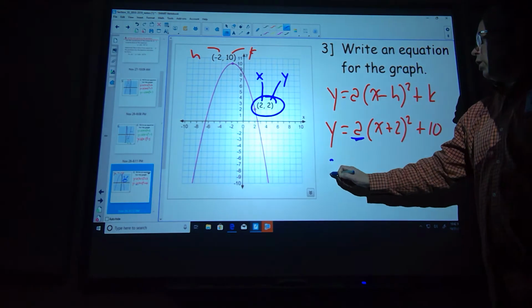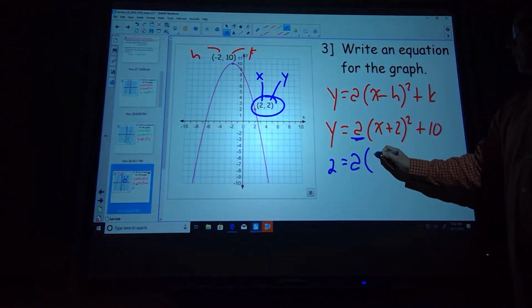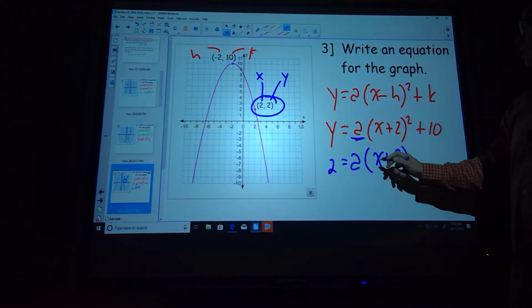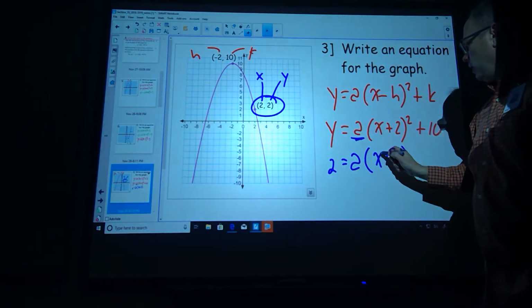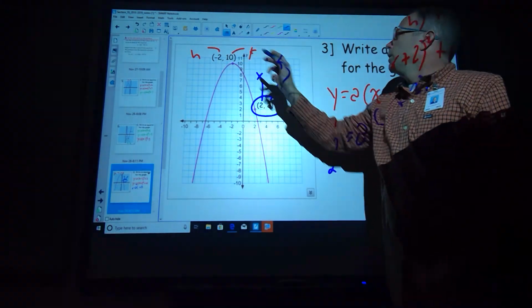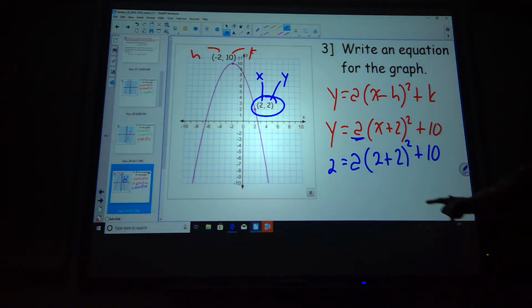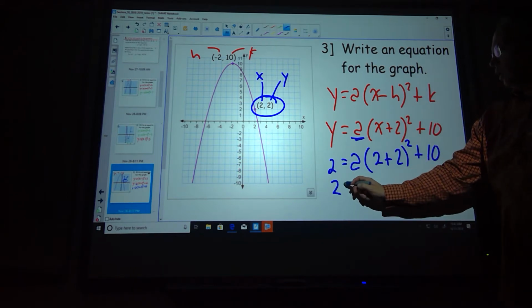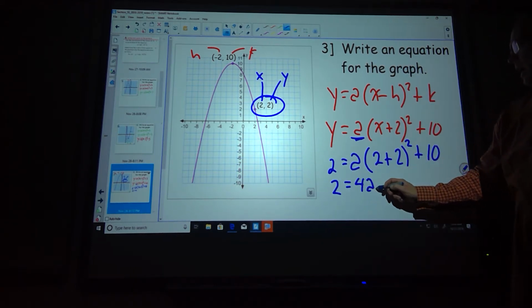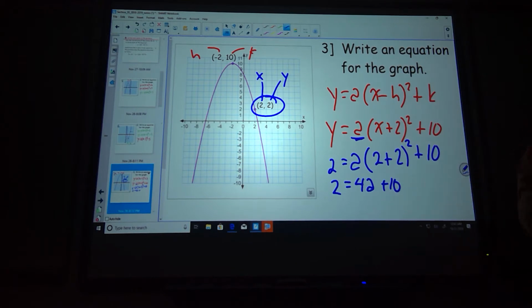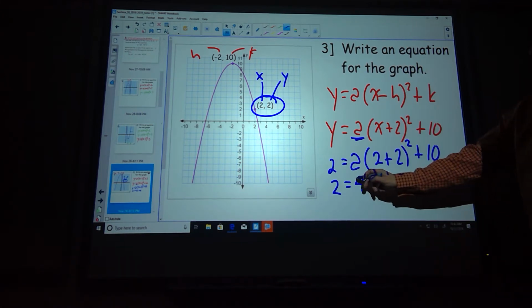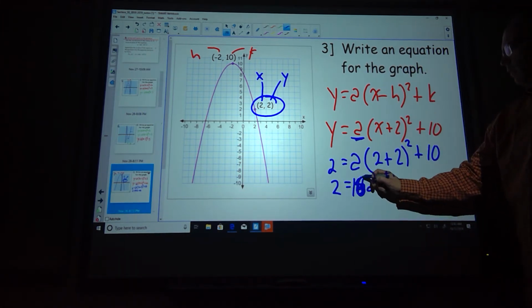So I'm going to go 2 = a(x + 2)² + 10. What's this x going to be? x is going to be a 2, isn't it? Squared plus 10. That's an A. That's not a 2, I'm sorry. So 2 = 4a + 10? Did I do that right? No? 2 = 16. Oh, yes. Thank you. 16, that's 4 squared.